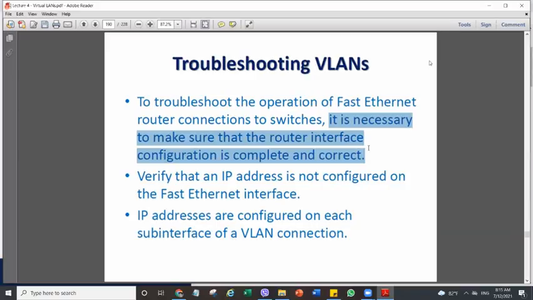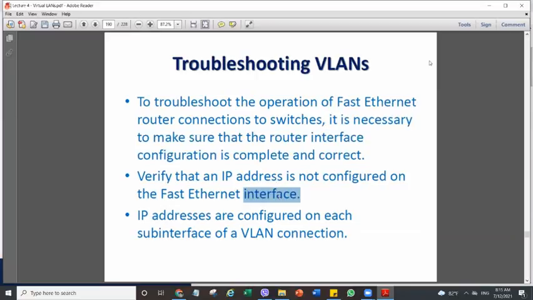If you are focusing on the VLAN level, the layer 2 level, and the other end is the layer 3 router interface, we have to make sure that end is configured correctly and works properly. So it is an obvious, common thing. Verify that an IP address is not configured on the Fast Ethernet interface.